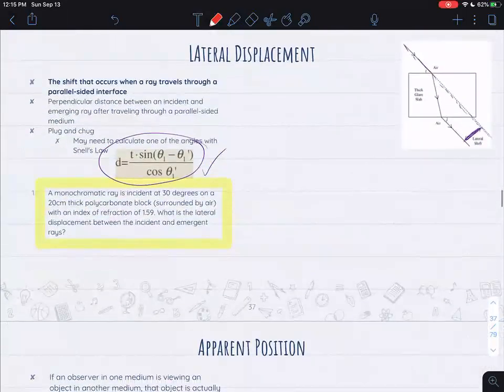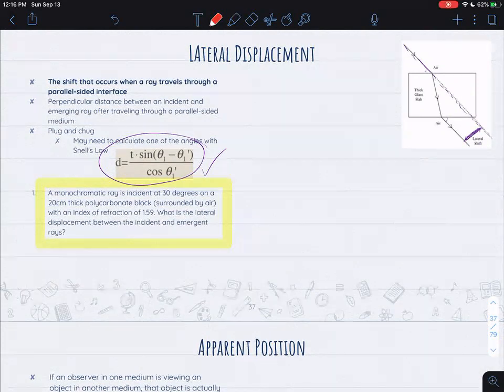Okay, this one here is talking about lateral displacement, which is a relatively simple problem. A monochromatic ray is incident at 30 degrees on a 20 centimeter thick polycarbonate block surrounded by air, and its index of refraction is 1.59. What is the lateral displacement between the incident and emergent rays?